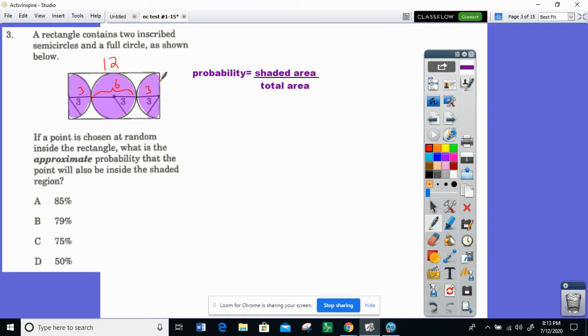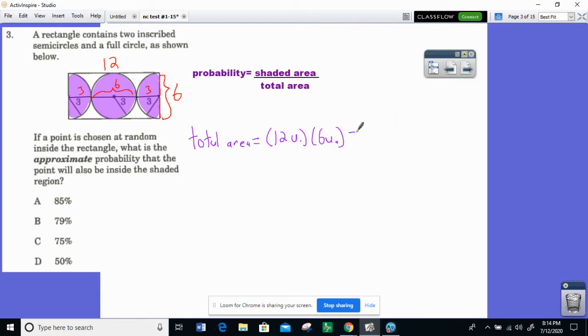Similarly, we could draw a radius here that was 3 units long. We could draw a radius here that was 3 units long. And so that would give us a length of 6 for the height of this rectangle. So it's actually easier to do the total area. This is a rectangle. So the area for a rectangle is the length of the base times the height of the rectangle. So that would be 72 units squared.